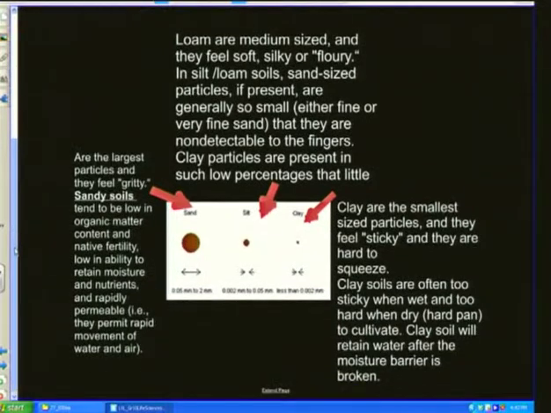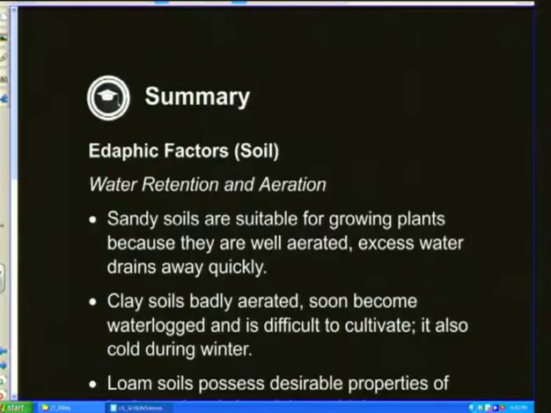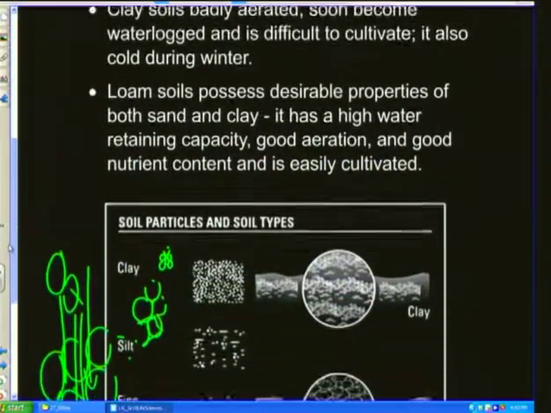Okay, so now, texture we've spoken about. Water retention we've spoken about.